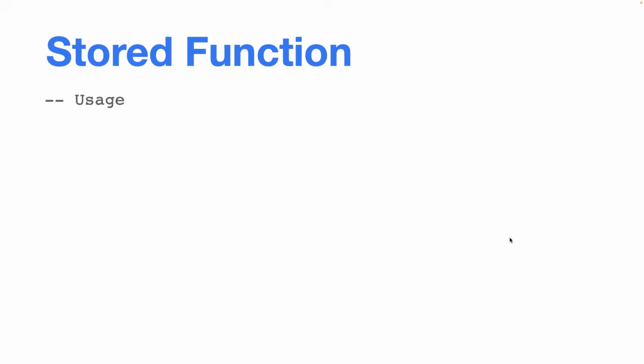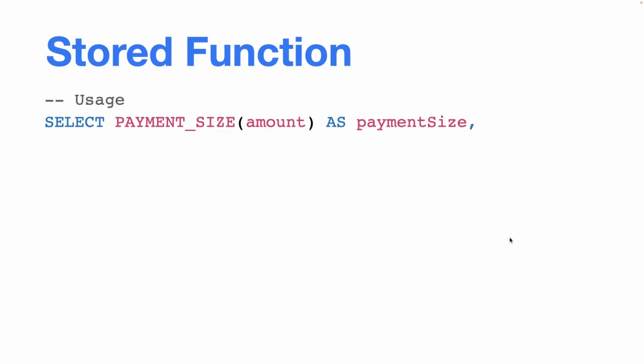Okay. So here's how you use a stored function. You say select payment size, which is the name of the function. You give it the input column name, and the function is going to get applied to each value within that column.